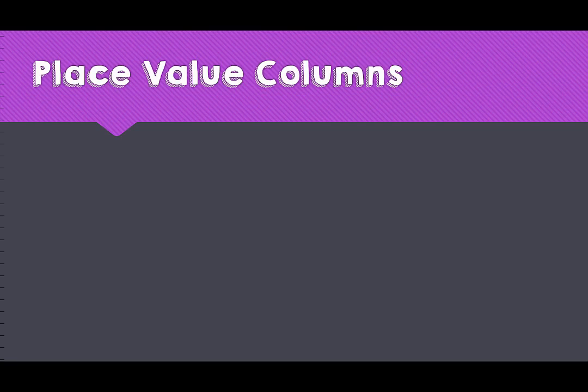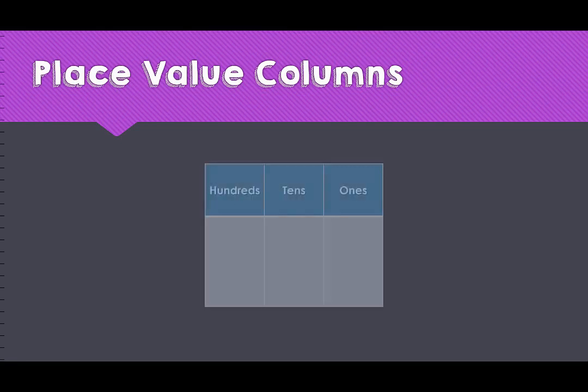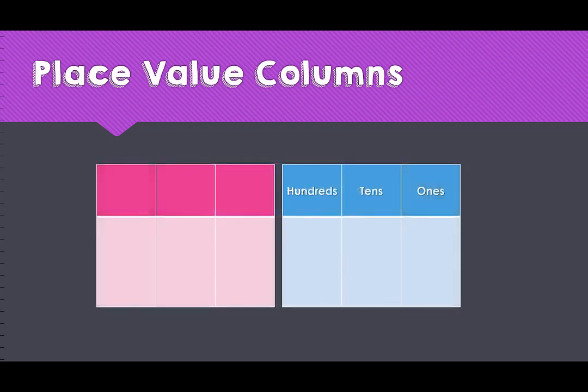We start by reminding ourselves of the place value columns up to 3 digits. We name the place value columns starting from the right with the ones column, followed by the tens and then the hundreds. When we have numbers up to and including 6 digits, we then continue moving from right to left with the thousands, tens of thousands, and hundreds of thousands.